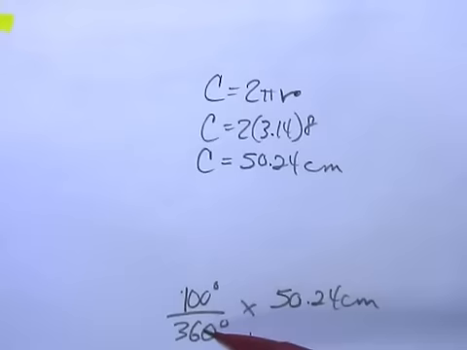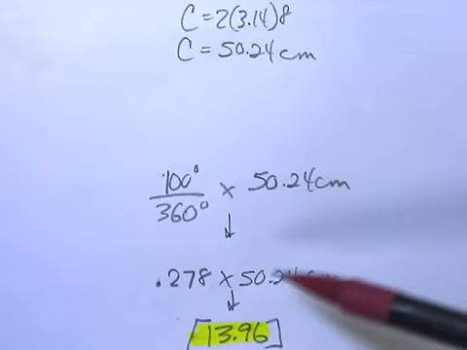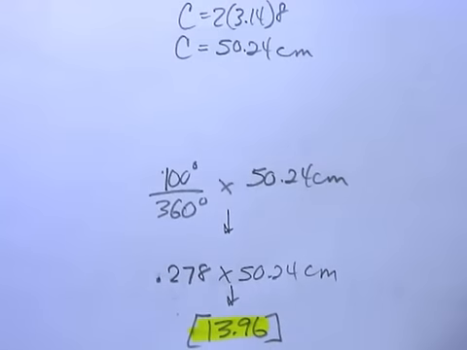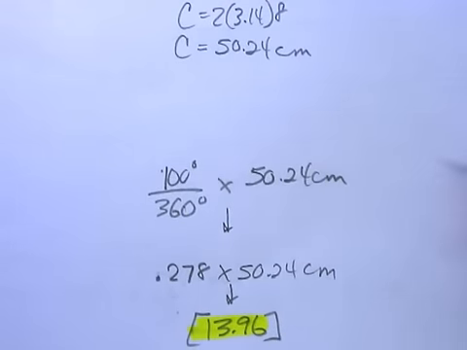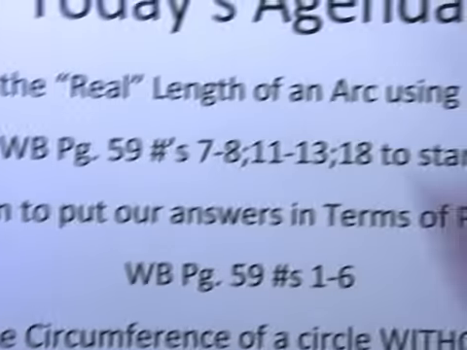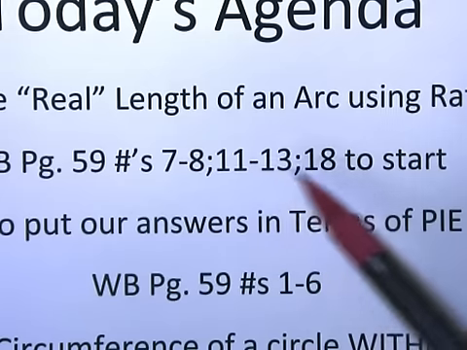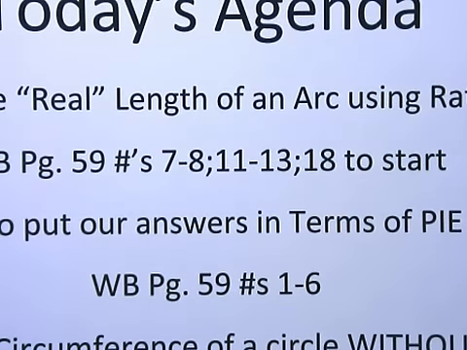And now I want to know, how big is that 100 degrees from here to here? Well, remember, your ratio is 100 out of 360. That's how big your arc is. It's 100 degrees out of 360. So you're going to multiply it times your circumference. That's going to give you 13.96.